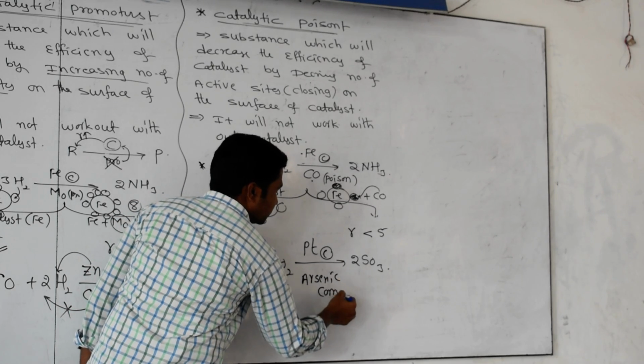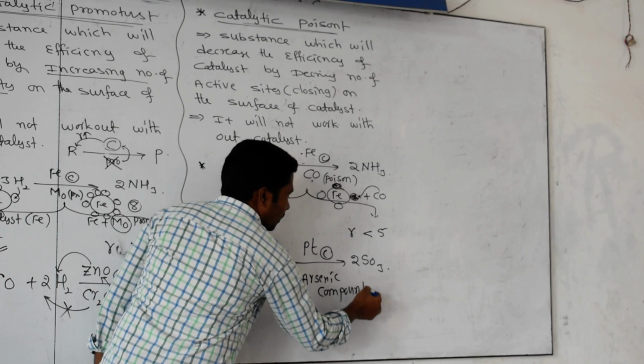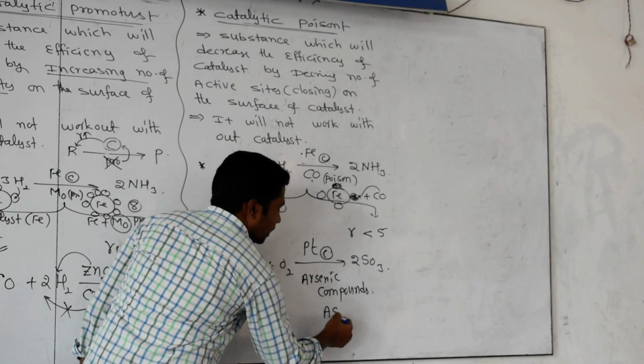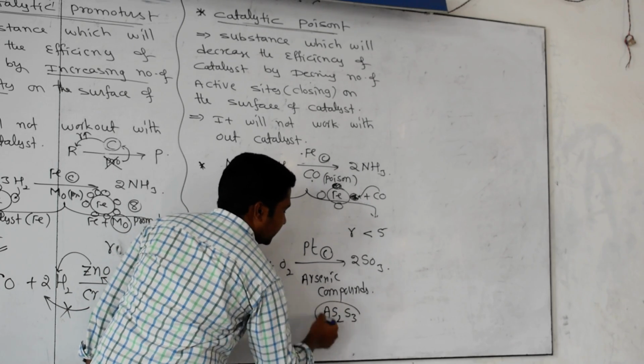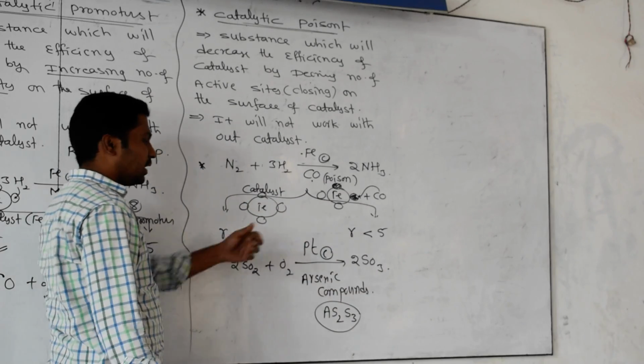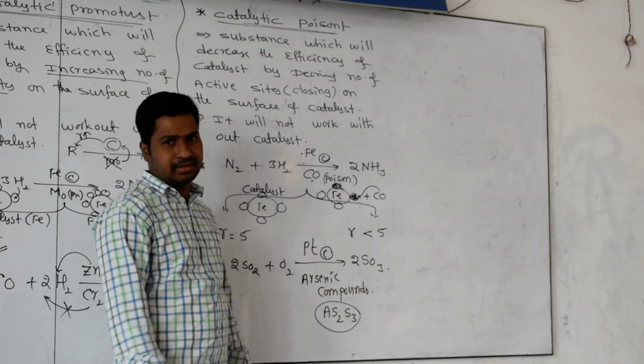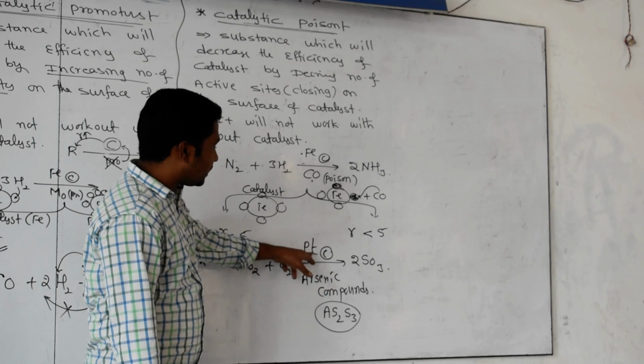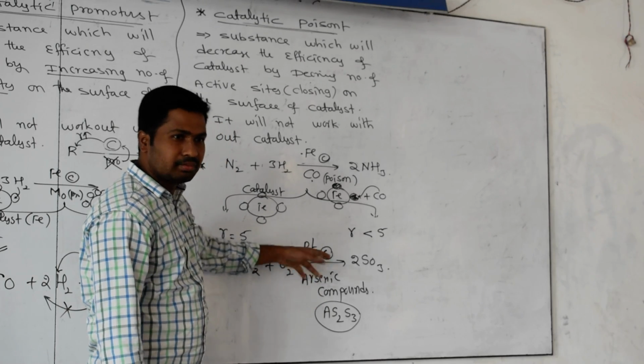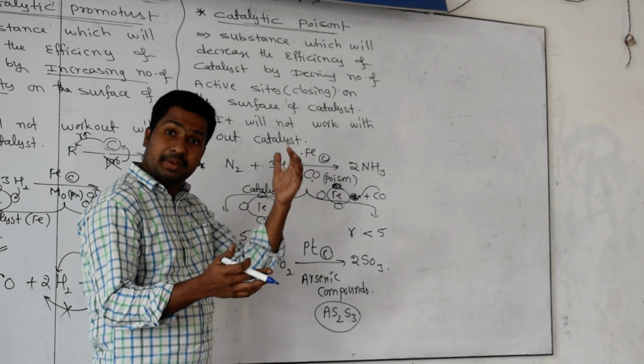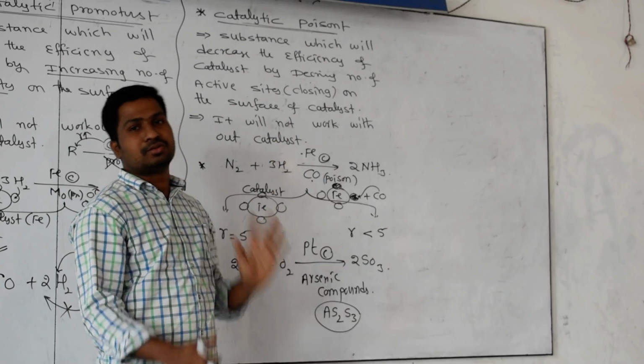Arsenic compounds. These all are important bits. Arsenic compounds means formula, arsenic sulfide, you can take example As2S3. Generally, arsenic is also a cancer causing agent. It will block the active centers on the surface of the platinum. Then the efficiency of the platinum will be decreasing. The whole process will be slowed down.